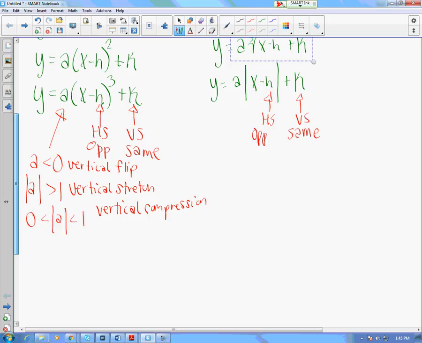Okay, so that's A is 0, or the absolute value of A is between 0 and 1. So it could be a fraction, it could be a decimal. But don't be deceived by all fractions. Can some fractions be greater than 1? Yeah, so just because it's a fraction doesn't mean it's a vertical compression.